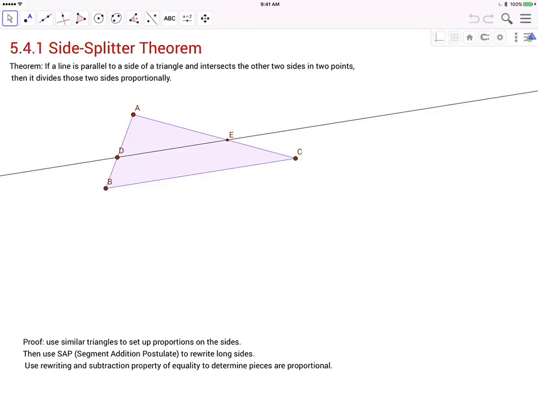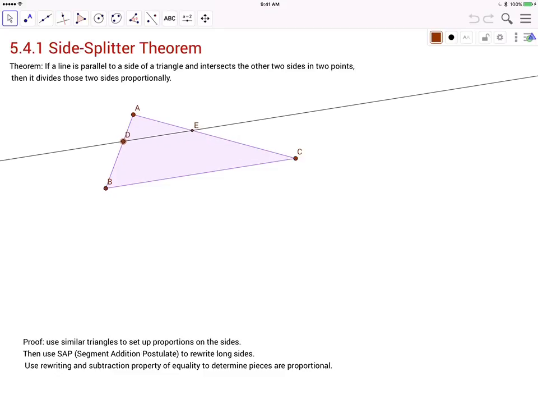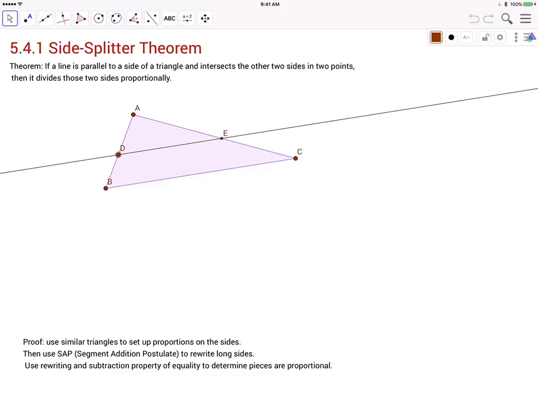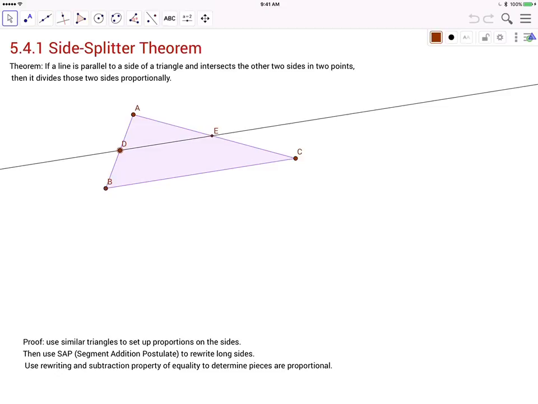Okay, this is one of the greats. This is called the side splitter theorem. And what we get here is that if we have a line parallel, so we just did this in the other one. So if this line is parallel to the third side, we know that we will have, from the previous screencast, a small triangle similar to the large. So that's already all set.